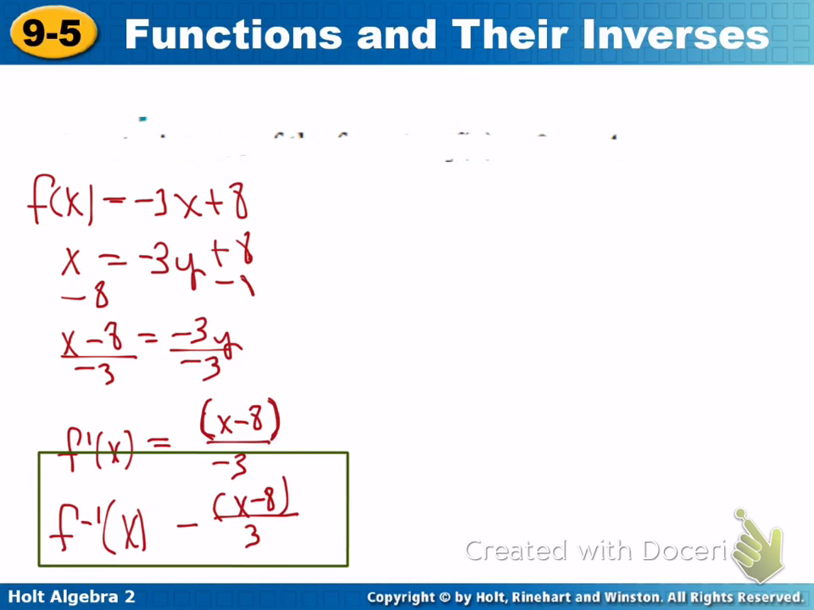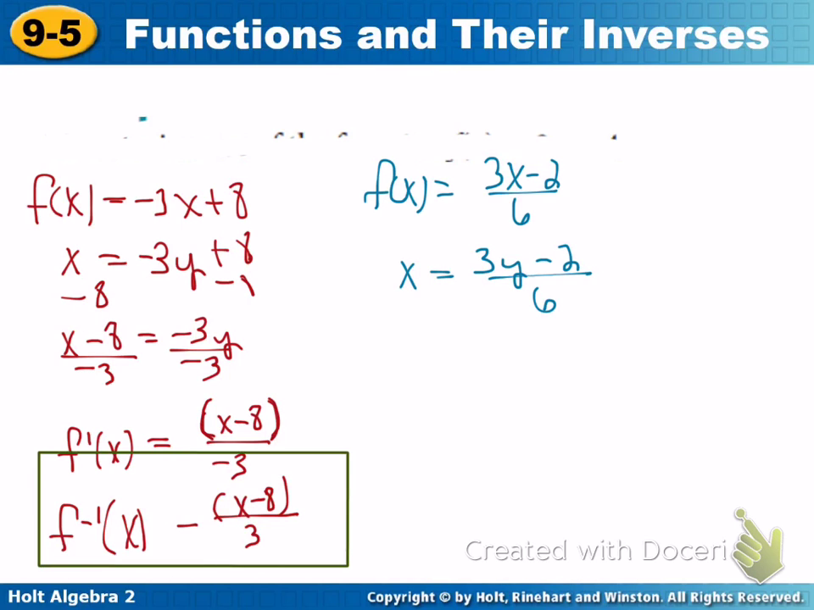Okay, let's look at our second one. Let's go with blue. All right, that was D, and D was f of x equal to 3x minus 2 over 6. I chose this one specifically because of that denominator, because it reminds us how we work with those. So let's do our switch. So x would be equal to 3y minus 2 over 6.